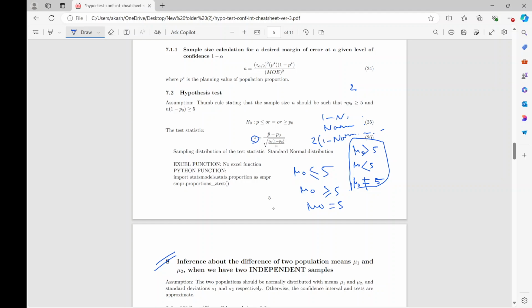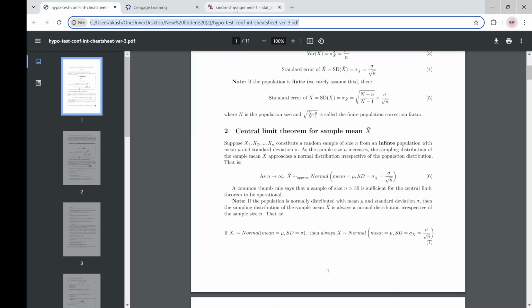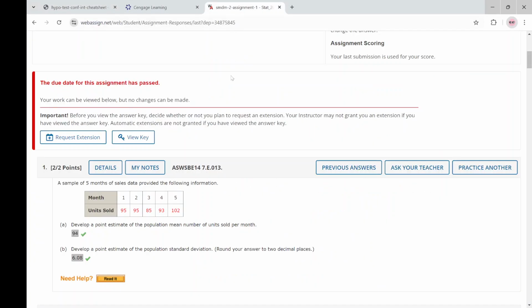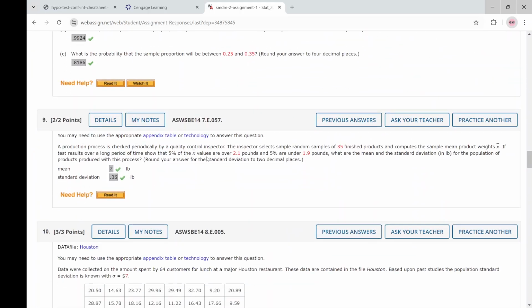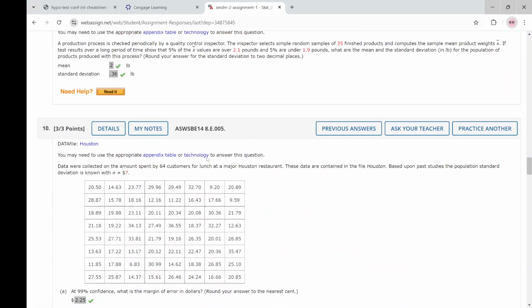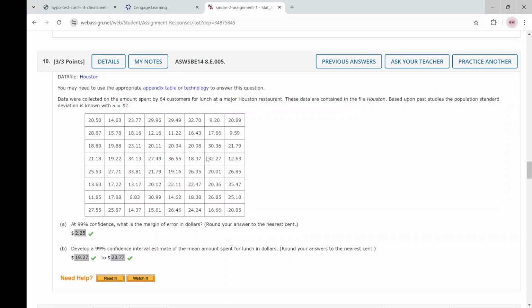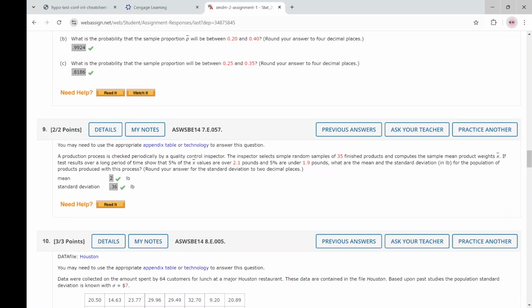Okay, now any combination can come into the picture. So if you didn't understand, I'll try to solve some problems with this. So it's the first workbook assignment.